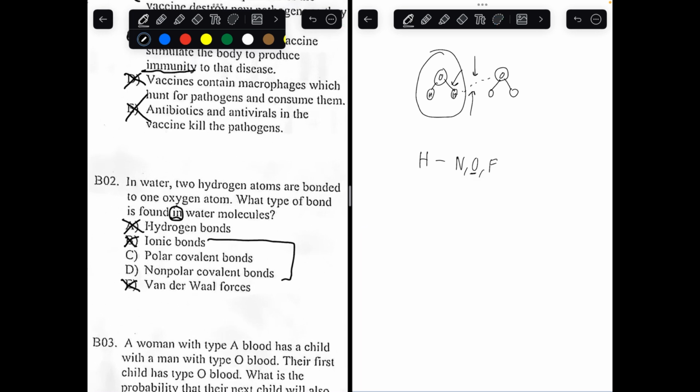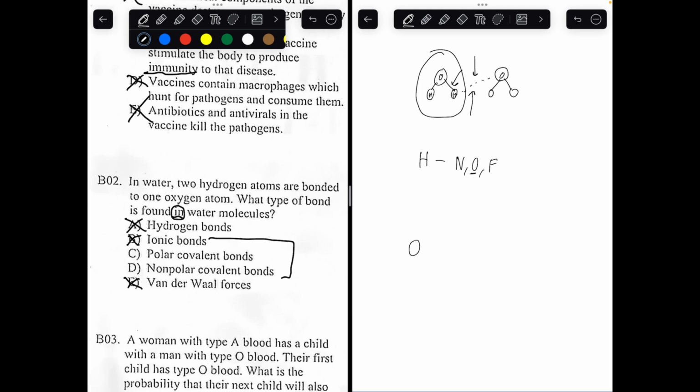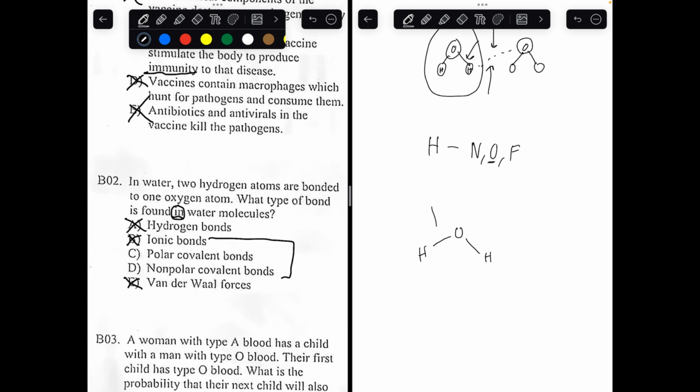How we can tell between polar and nonpolar is based on the structure of the atom. So we have hydrogen, we have oxygen, we have hydrogen. In this bond here, for example, is the electron going to be strictly in the middle? I'm going to draw the electron on the screen to make it easier to see. Is it going to be in the middle, or is it going to be closer to hydrogen, or closer to oxygen? Which element wants the electron more?